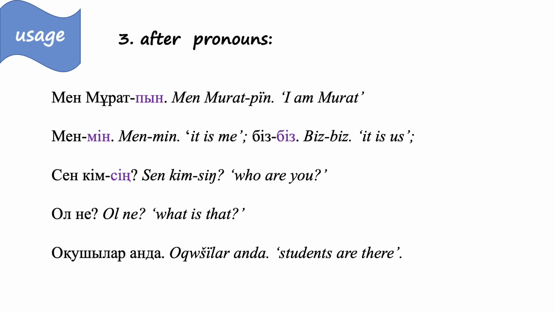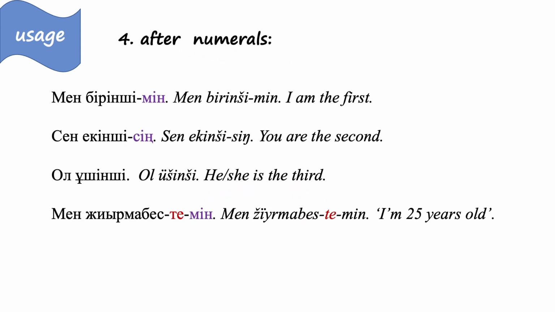Sen kimsin? Who are you? Ol ne? What is that? O'quvchilar anda. Students are there. In addition, they can be used after numerals. Example, men birinchimin. I am the first. Sen ikinchisin. You are the second. Ol uchinchi. He or she is the third.